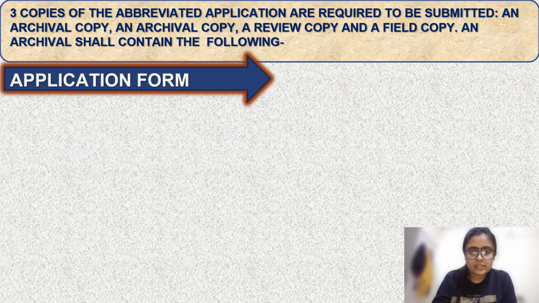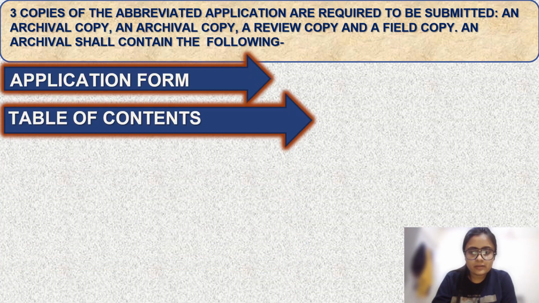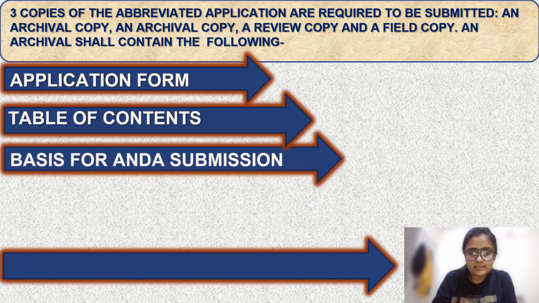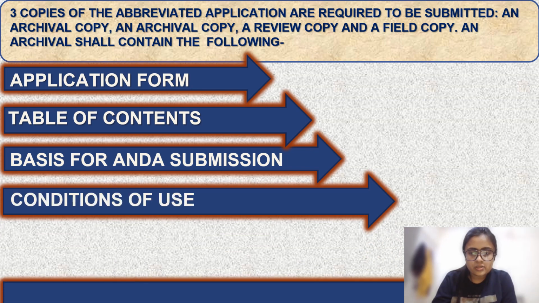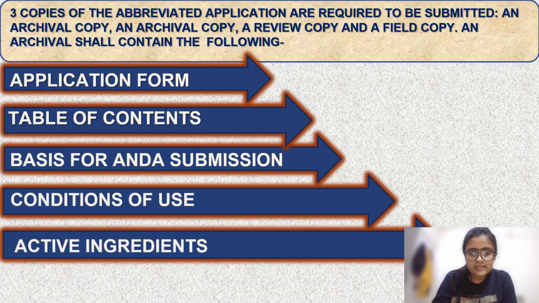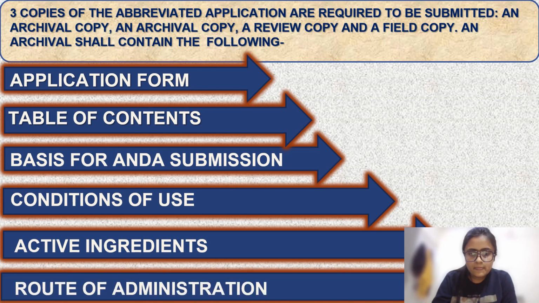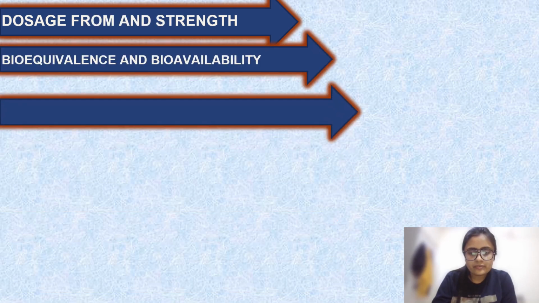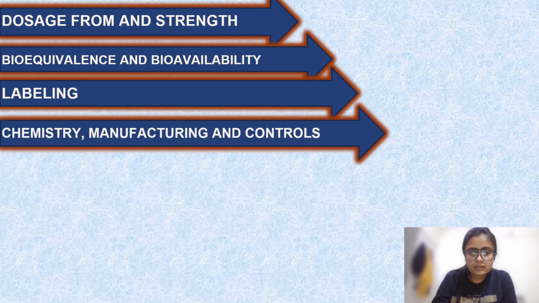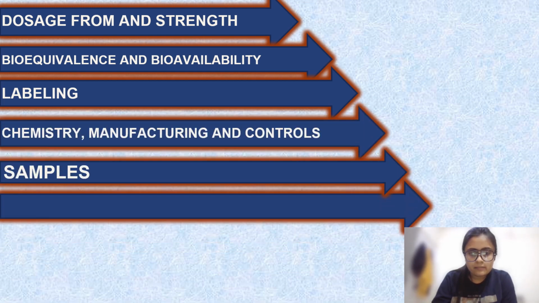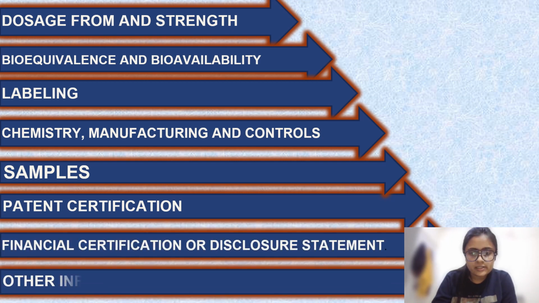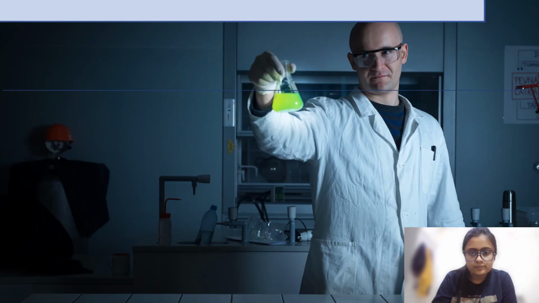The very first is application form. The second one is table of contents. The third one is basis for ANDA submission. The fourth one is conditions of use. The fifth one is active ingredients, and lastly the route of administration. Dosage form and strength, bioequivalence and bioavailability, labeling, chemistry, manufacturing and controls, samples, patent certifications, financial certification or disclosure statement, and other information.